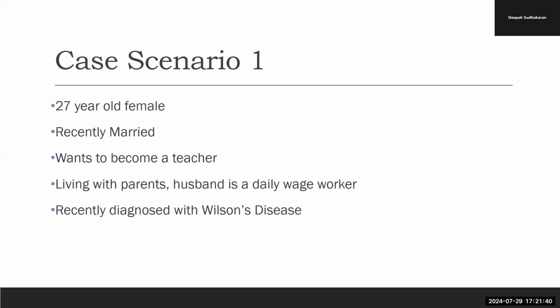So case number 1 is a 27-year-old female. She was recently married and she wanted to become a teacher. She is living with her parents and her husband is also living with her at her parents' home. The husband is a daily wage worker. She was recently diagnosed with Wilson's disease. Wilson's disease is a disease in which there is abnormal copper metabolism, because of which copper is not being excreted through the system. And it accumulates in different parts of the body, including the brain, the eyes, etc.